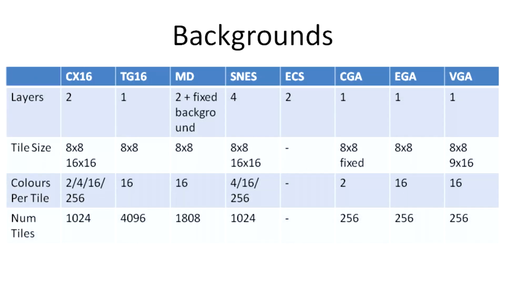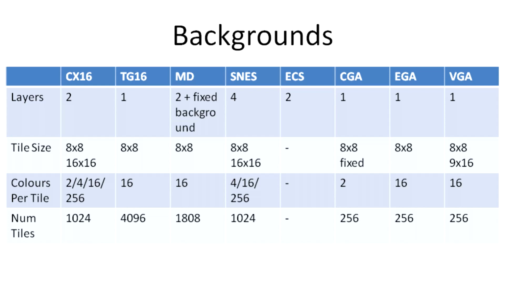On to backgrounds. Caveat city to this one. So in the CX16 you have 2 layers. The TG16 only has 1 layer. The MegaDrive has 2 plus a fixed background, which I think is called the window. SNES has up to 4 layers. ECS gives you 2 in the dual playfield mode. CGA, EGA, and VGA only have 1.